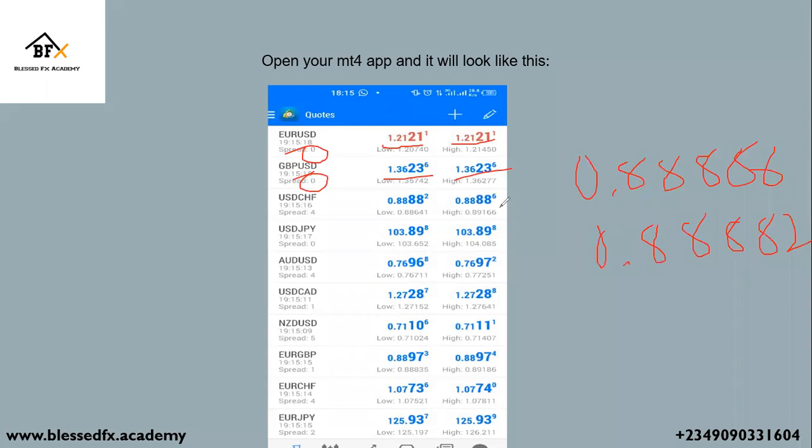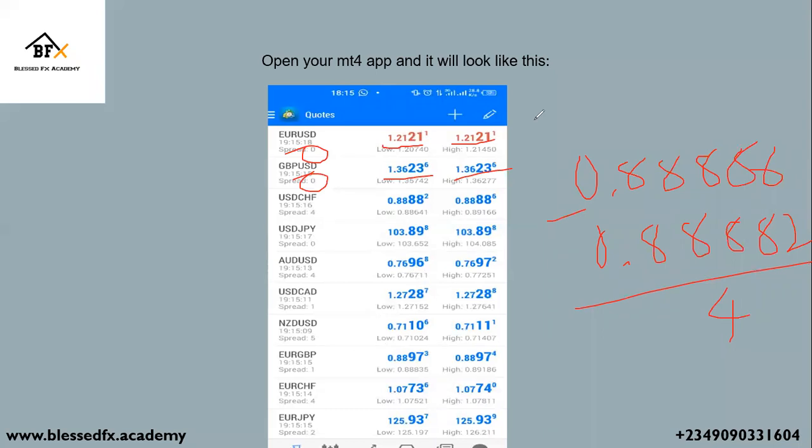Usually the JPY pairs will have only 3 decimals. So if we subtract this one, I'm sure you know that if you remove the decimal, you get 4, which is the spread. For the USD it was the same thing, and for the other USD pairs we are still saying the same thing. Okay, you understand? I think we are both on the same level, so I'm sure you get this part.